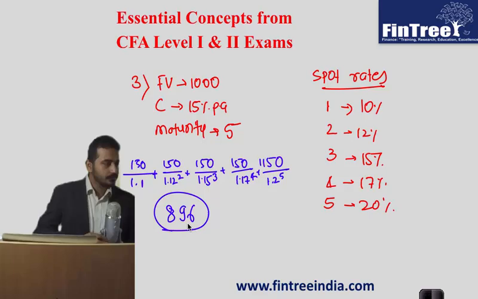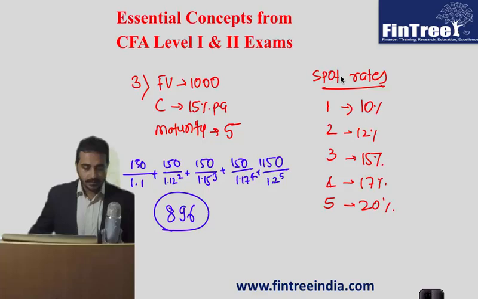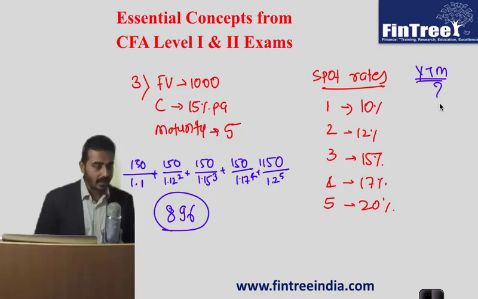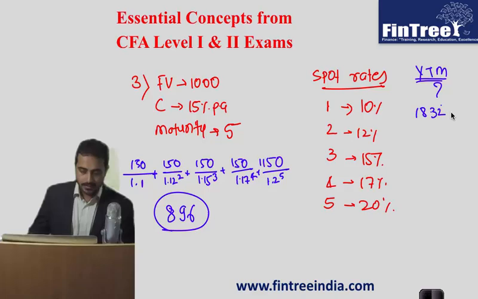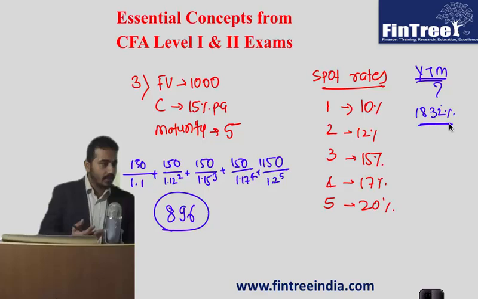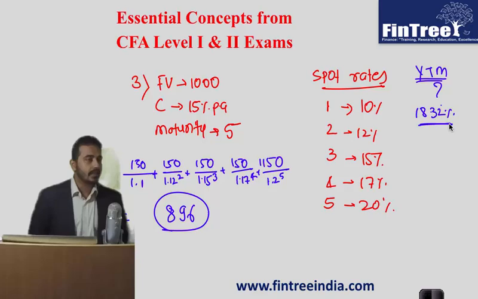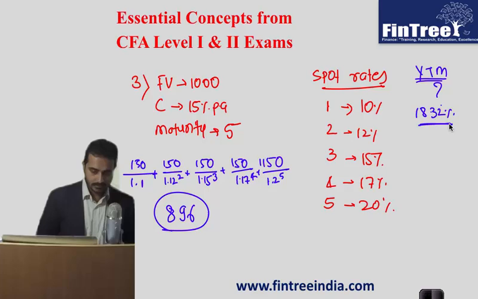Now, can you also calculate a YTM for this bond? So tell me, how much is the YTM? 18.32%. Now, how do you calculate that in case you're struggling? Second clear TVM. 896 negative would be present value. 150 payment. 1000 future value. 5 is N. Compute IY. Is it 18.32? Yeah, with some decimals.